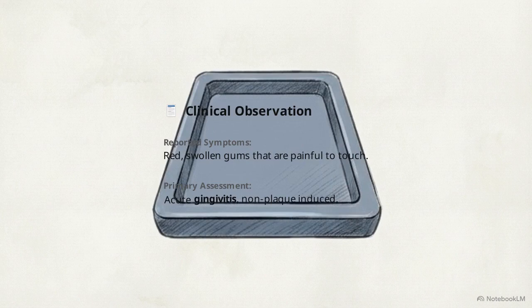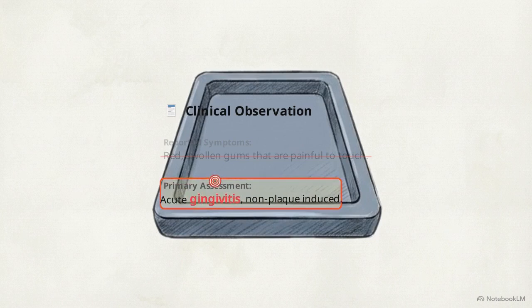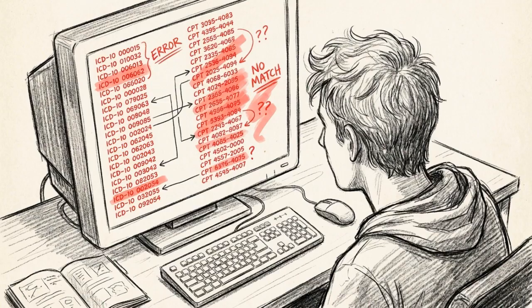Step 1. Isolating actionable data. We must skip past localized symptoms like red, swollen gums that are painful to touch. Instead, we isolate the definitive diagnosis, acute gingivitis, non-plaque-induced. Gingivitis is our absolute main term. Establishing the definitive diagnosis over secondary symptoms is an absolute requirement to avoid cascading errors in your coding search process.